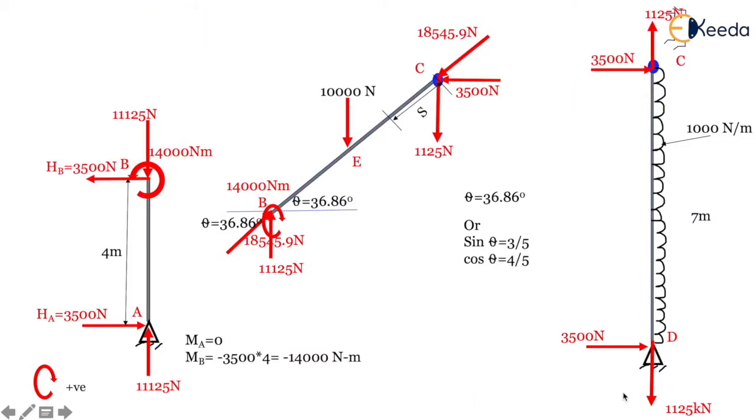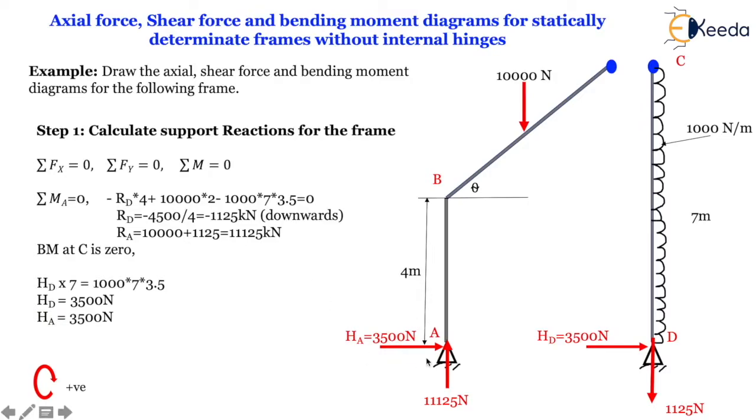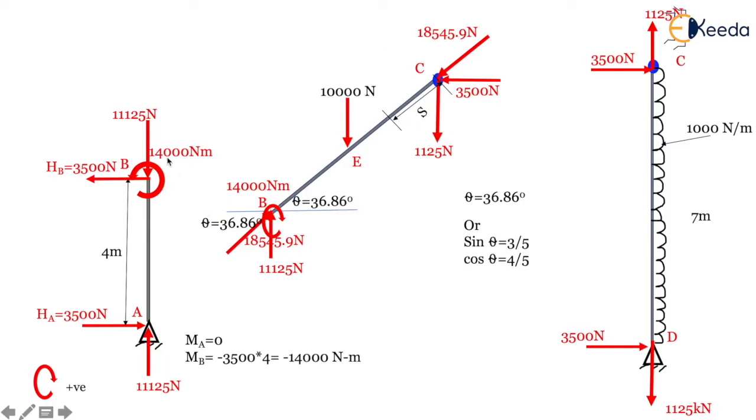Now coming to the free body diagram. This is very crucial to understand. Before we go to the free body diagram, just see that at this point there is a vertical reaction: 11,125, 3500, 3500, 10,000 and 1000. When we go to the next slide, we can see that for the first member, the 11,125 will contribute to axial force and the 3500 horizontal force will contribute to shear. Now what is the moment?